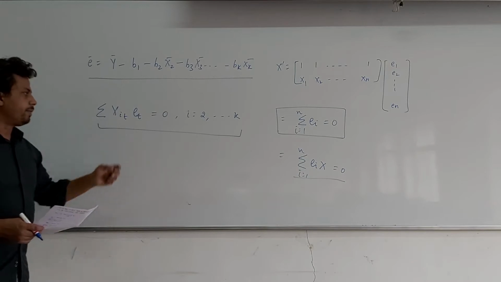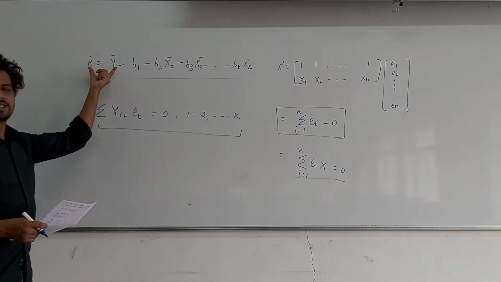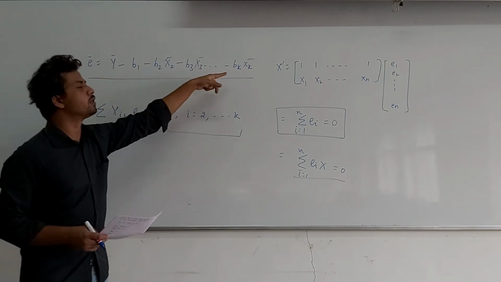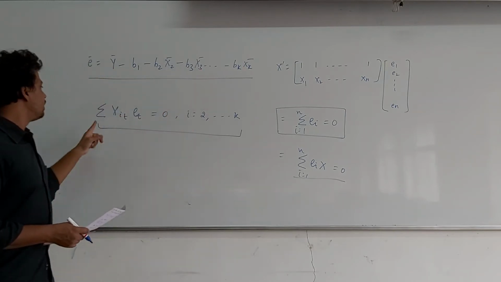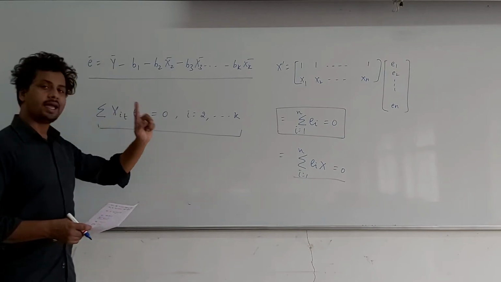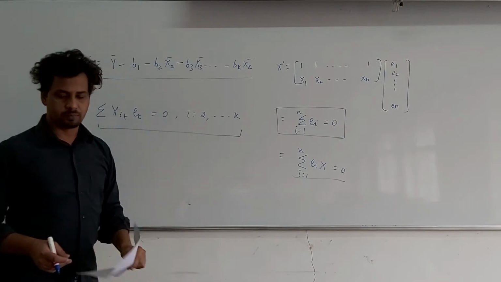So focus on this point: the mean of the residual is zero, the sample regression plane passes through the mean of the observations in those dimensions, and the covariance of each of the regressors with the residual term in the sample is also zero.